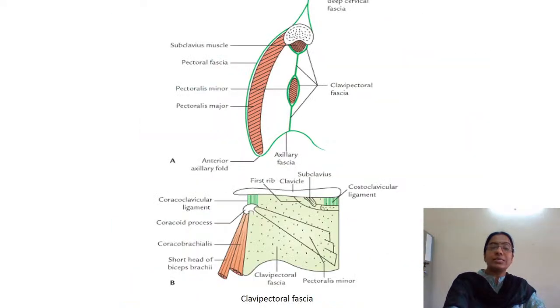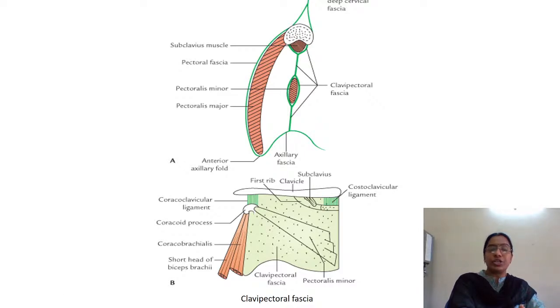This is a strong sheet of fascia which is extending from the clavicle to the top of the axilla. In the vertical extension, the clavipectoral fascia above splits to enclose the subclavius muscle, and below it splits to enclose the pectoralis minor muscle, and continues downwards as the suspensory ligament of the axilla.